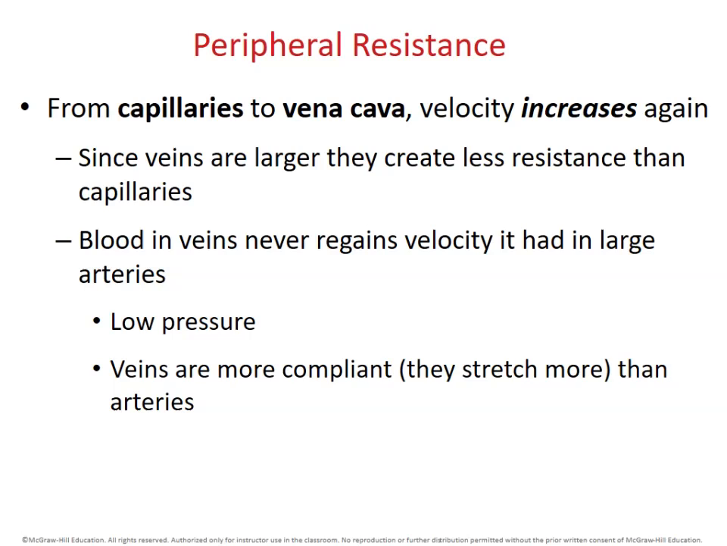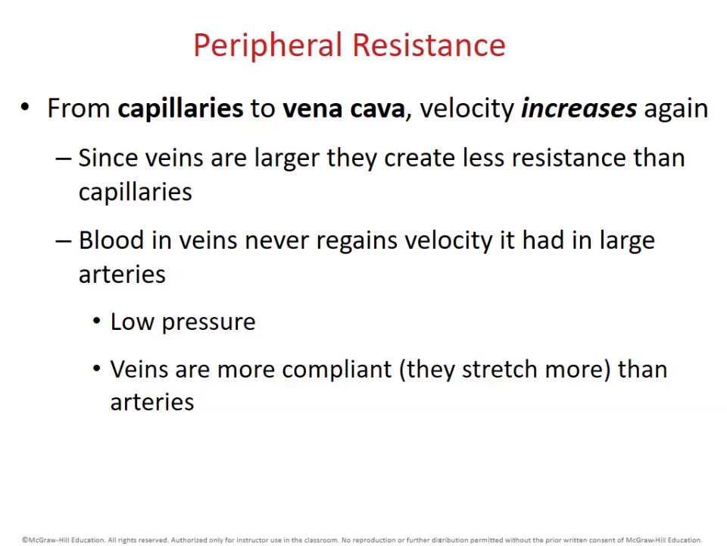So from the capillaries coming back up to the vena cava, the velocity will start to increase again. Veins are larger, which means less resistance. That statement right there says it all. Let's focus on that. In the venous system, there's going to be less resistance because the lumens are bigger. But we never regain the velocity that we had in the large arteries at the start. It's a low pressure system.